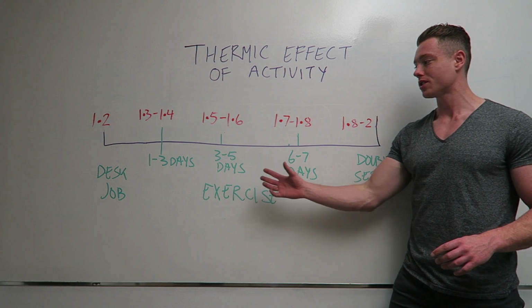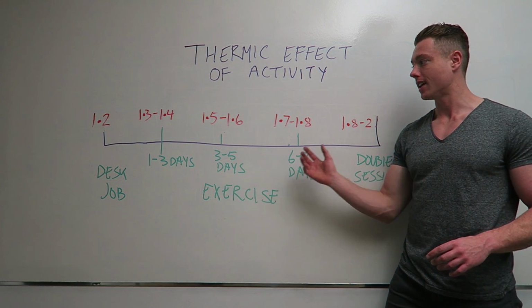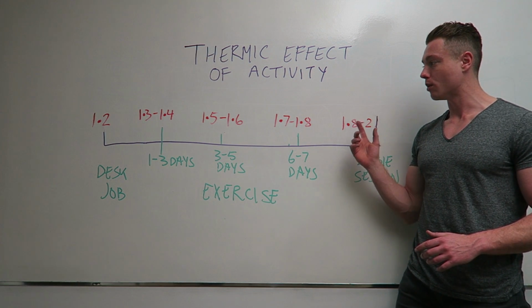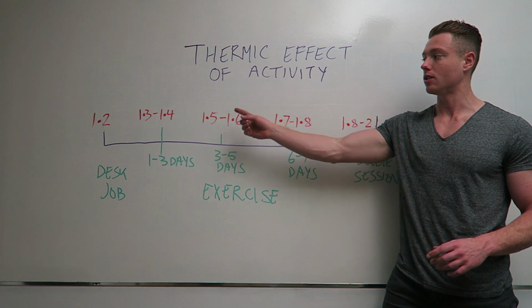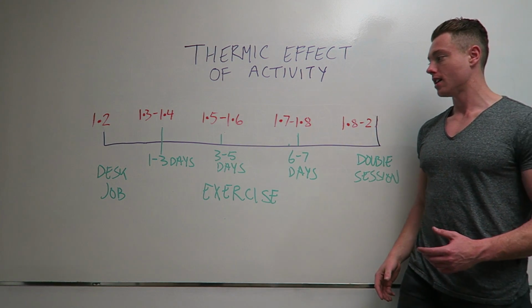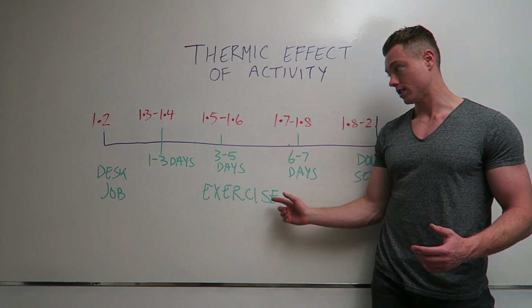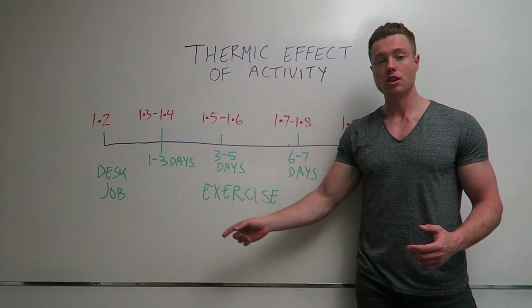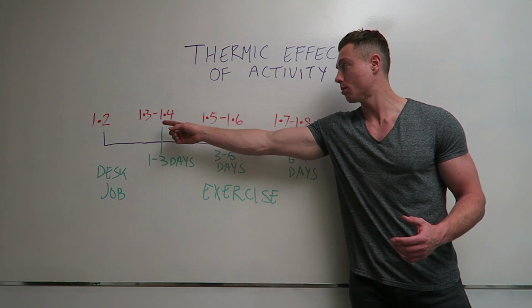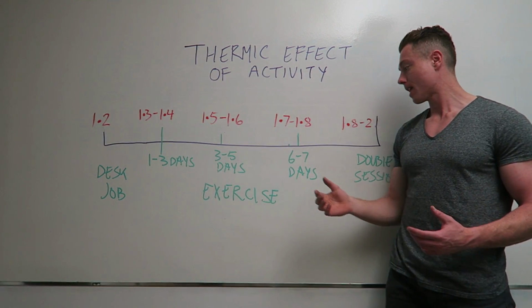your activity levels along the bottom of the scale here, and then multiply your BMR by the corresponding number on the scale. So for example, if you're training or you're exercising 1 to 3 times a week, you multiply your BMR by 1.3 to 1.4.